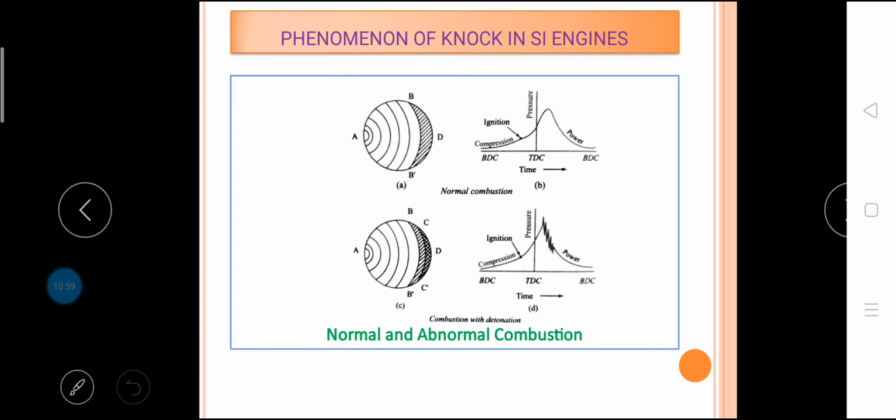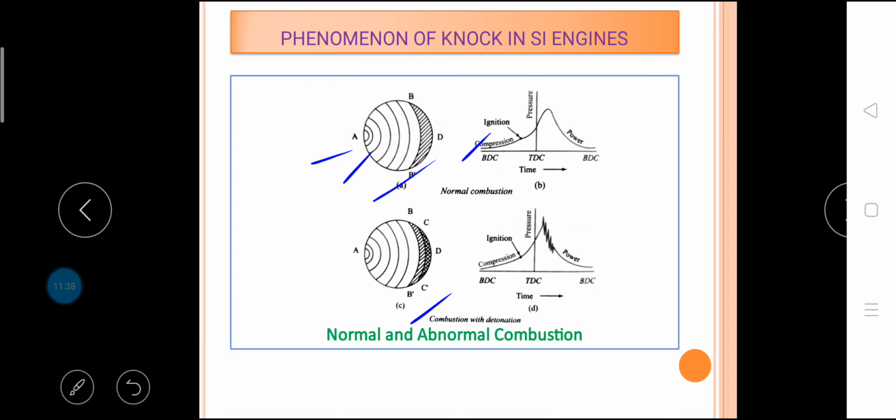The phenomenon of knock is explained by figure A, which shows the cross-section of the combustion chamber with flame advancing from the spark plug location A without knock, whereas figure C shows the combustion process with knock. In the normal combustion, the flame travels across the combustion chamber from A towards D.